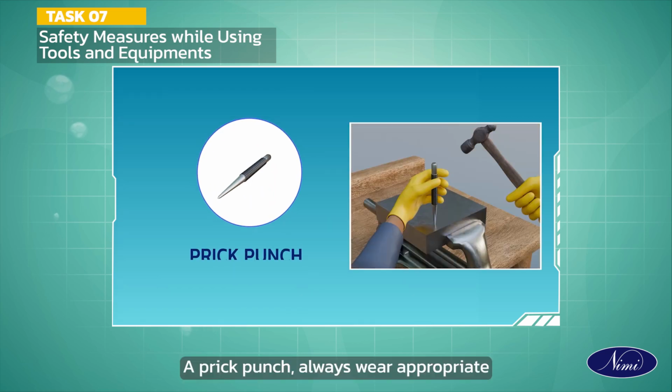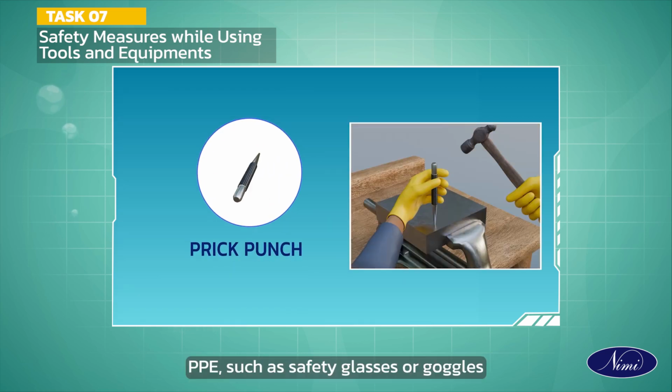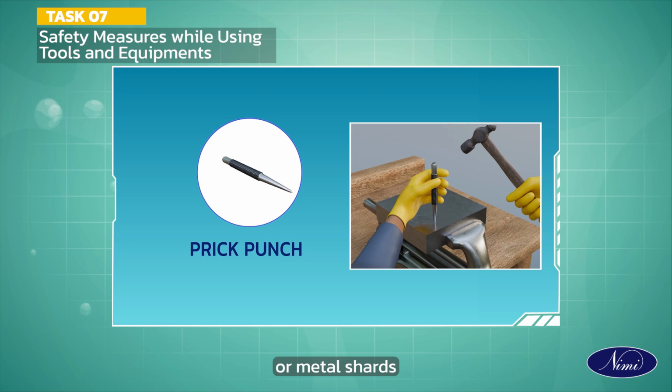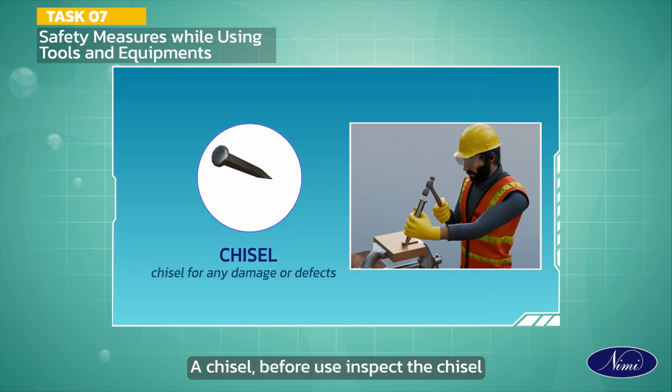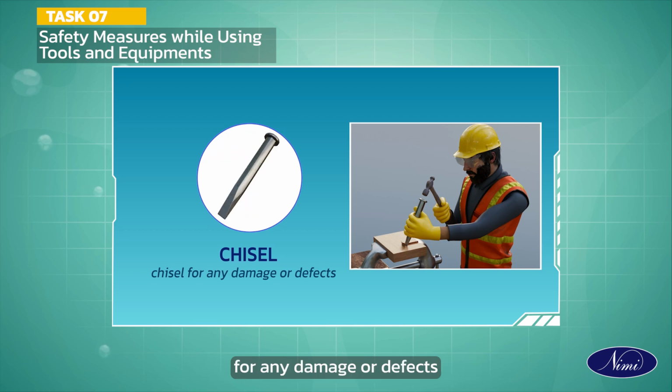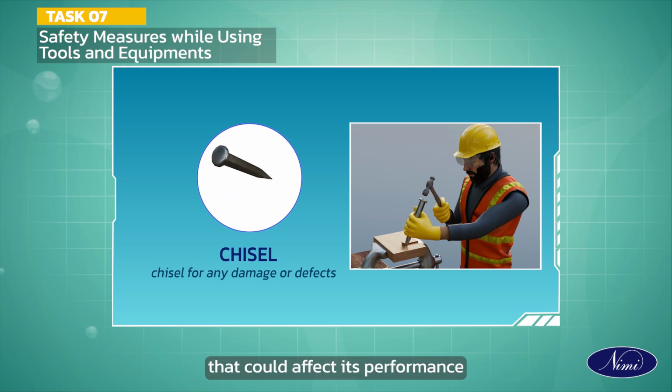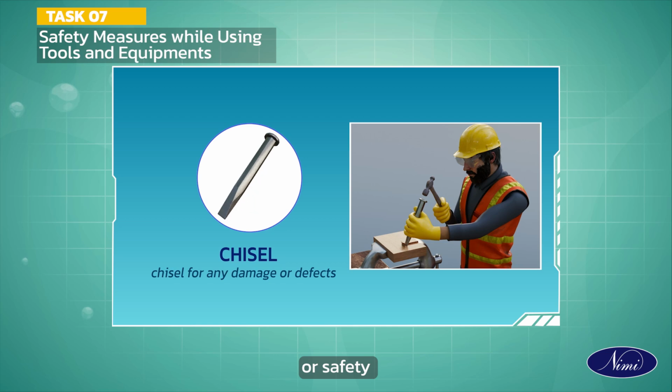A prick punch. Always wear appropriate PPE such as safety glasses or goggles to protect your eyes from flying debris or metal shards. A chisel. Before use, inspect the chisel for any damage or defects that could affect its performance or safety.